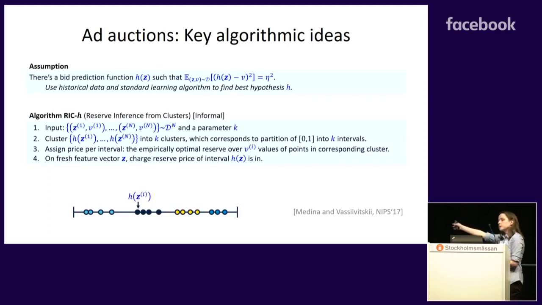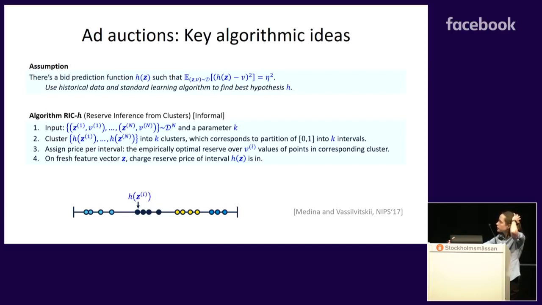Okay, and then given this bid prediction function, their pricing algorithm looks like this. Remember, we want to learn a good pricing algorithm that takes as input a feature vector and returns a price. So the input to this algorithm is a set of samples from this distribution and a parameter k. They cluster. You take your bid prediction function and you evaluate each feature vector. And you cluster these evaluations into k clusters. And these are all points on the real line. So this clustering is basically going to correspond to a partition of [0, 1] into k intervals.